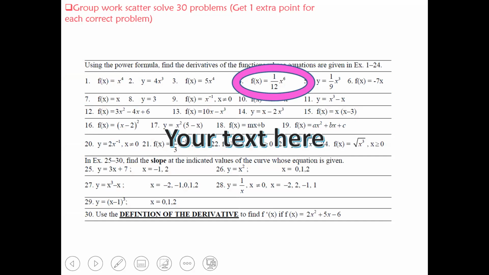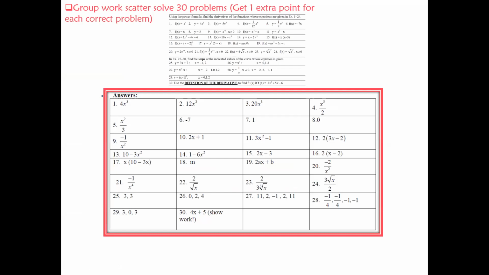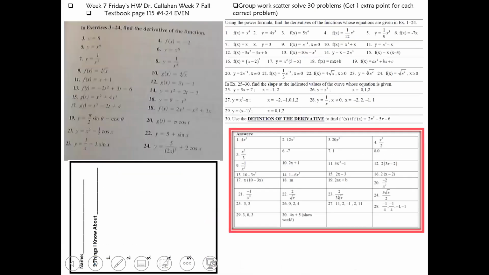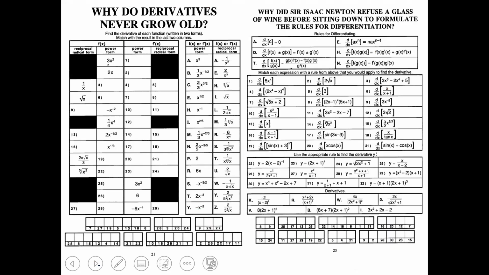All right, so now what I'm gonna have you guys do is go ahead and practice with these 30 questions. This is actually in your guided notes as well. Alongside with that, you also have the answers, which are given to you. So after each problem, you can just go ahead and check your answers to make sure that you have it correct. If you need some additional practice, you also have this from the textbook. And then whenever you're ready, you can go ahead and get started with the algebra puzzle of why did Sir Isaac Newton refuse a glass of wine before sitting down to formulate the rules for differentiation.